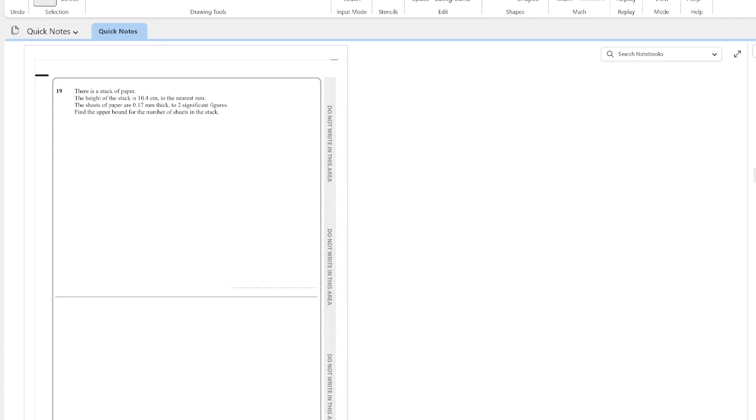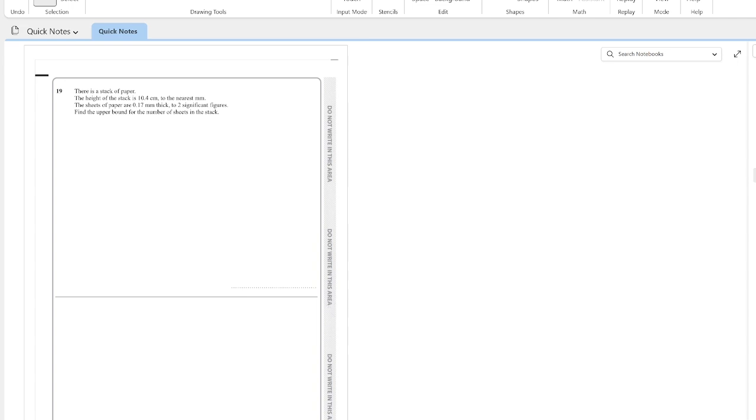There is a stack of paper. The height of the stack is 10.4 centimeters to the nearest millimeter. The sheets of paper are 0.17 millimeters thick to two significant figures. Find the upper bound for the number of sheets in the stack.